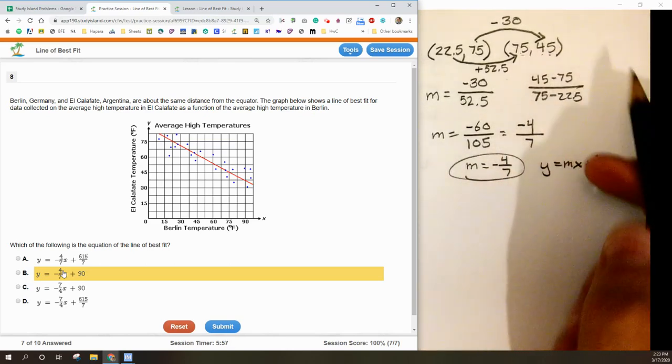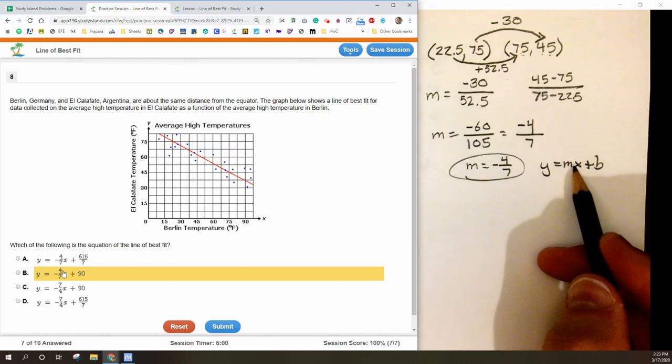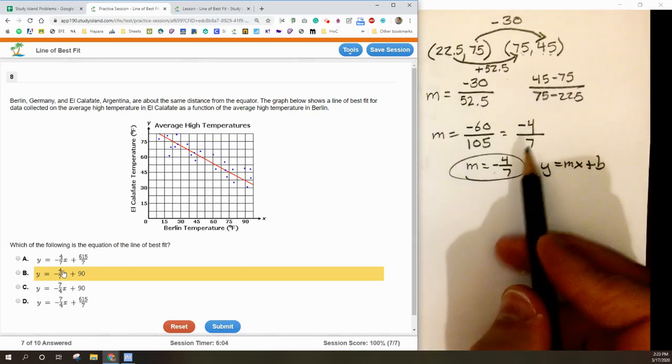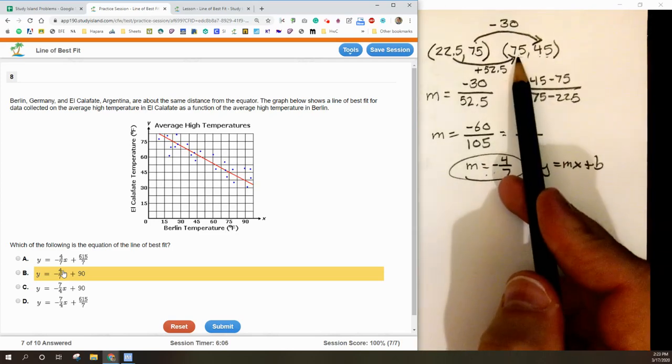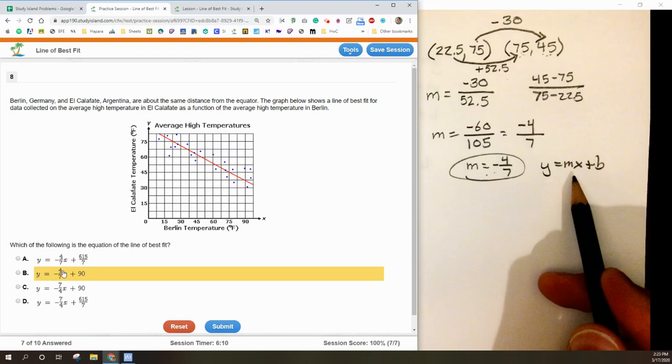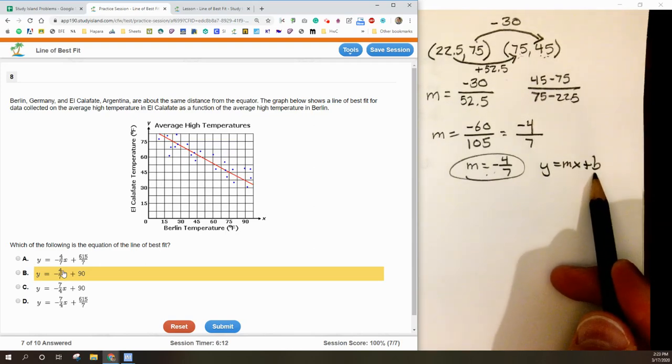We can plug those values into the equation where the y and the x are. And we know what the m is. It's negative 4/7. So I'm going to plug in m, x, and y into their appropriate places in this equation, and the only variable I'll have left is b.